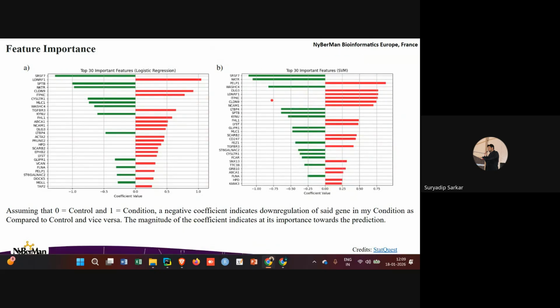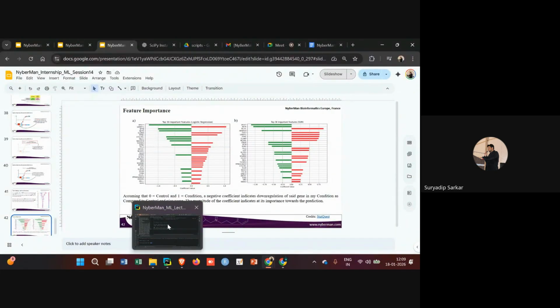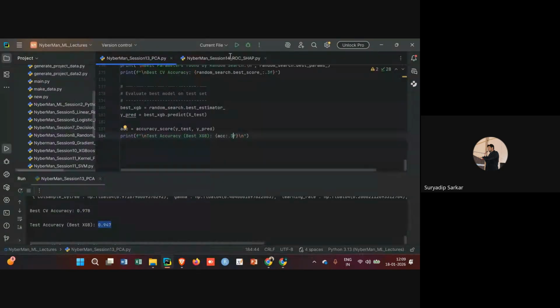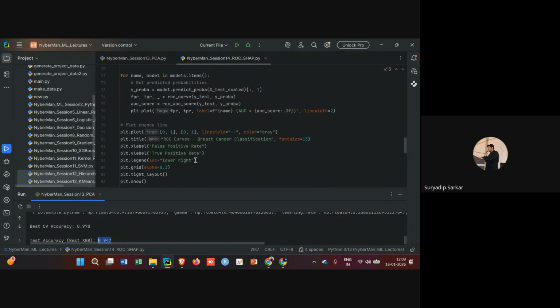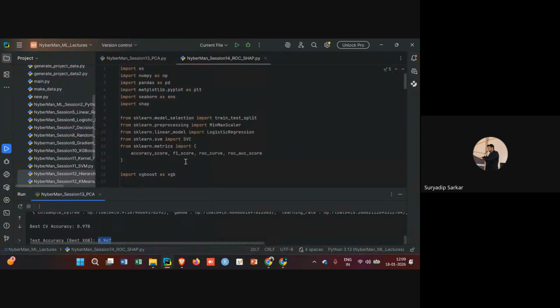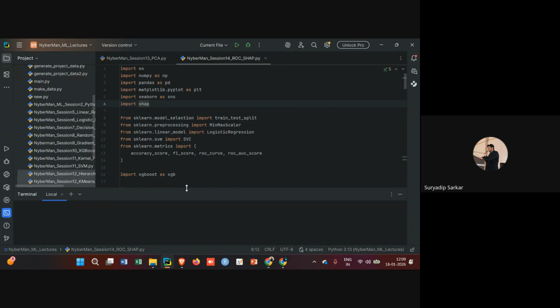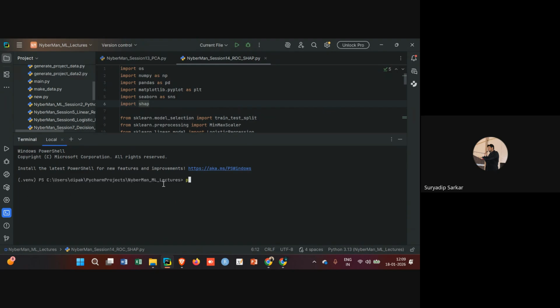So this is something that you guys will do. I have a script here that will help you perform ROC AUC, as well as SHAP and feature importance. This is not too difficult a script. The only thing I want to show you is that you have to install another package for SHAP. All you have to do is go to your terminal and type pip install shap, and it will install this library, and you'll be able to use this script.